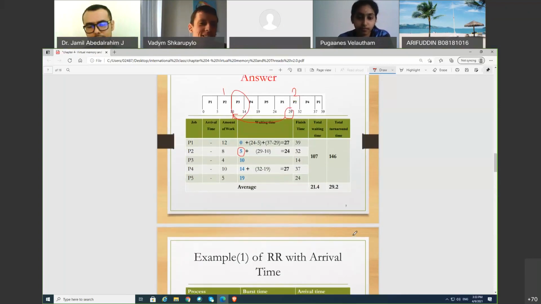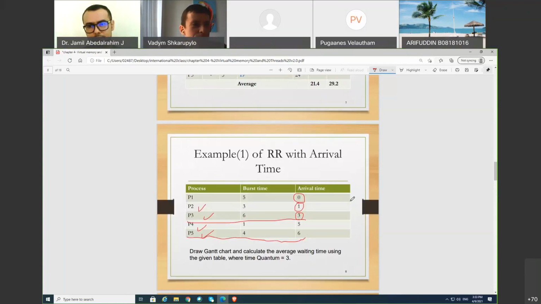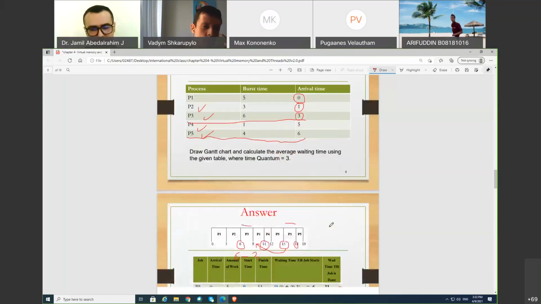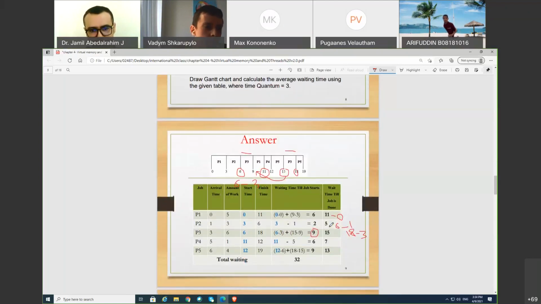Sorry, can you hear me? Yeah. I didn't quite understand what burst time means. Is it the time when the CPU is working or what? Burst time. What is burst time?